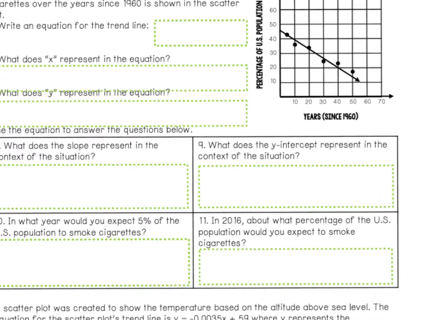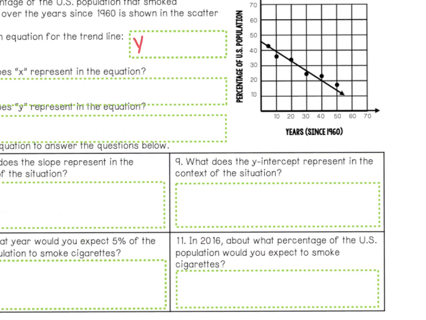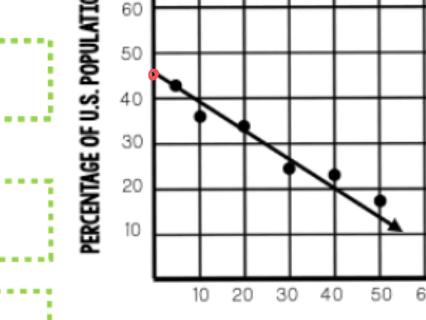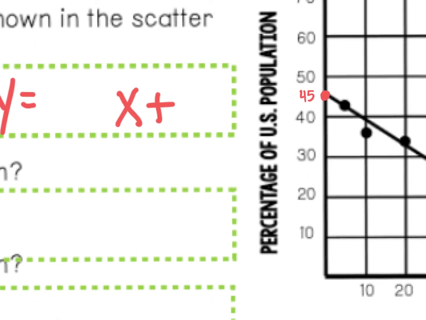So as we've been practicing, we know that we're going to write it in the form of y equals mx plus b. All we have to find out is the slope and the y-intercept. The y-intercept is here where the line crosses the y-axis. It's halfway in between 40 and 50, so we're going to call it 45. And for our equation, it goes at the end where the y-intercept goes.